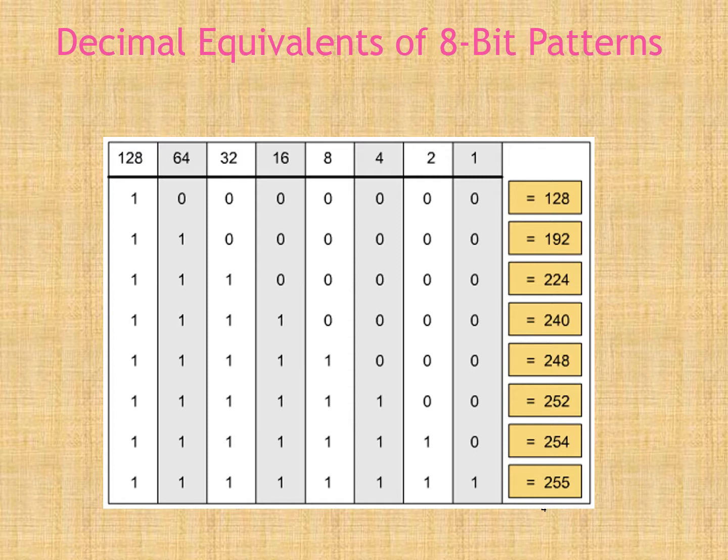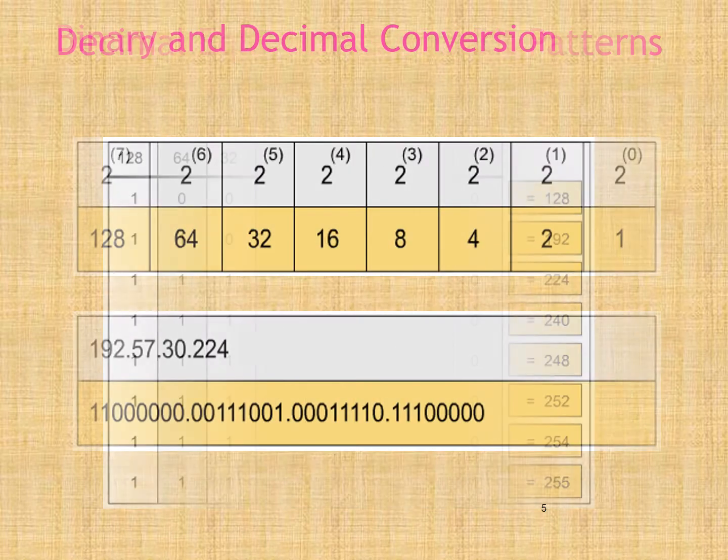128 is all 1s, then 64. The first bit set is 128, then 128 plus 64, then 128 plus 64 plus 32, and so on. The subnet mask values are 128, 192, 224, 240, 248, 252, 254, 255.